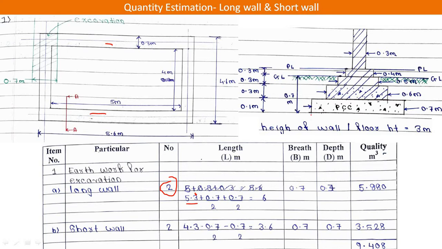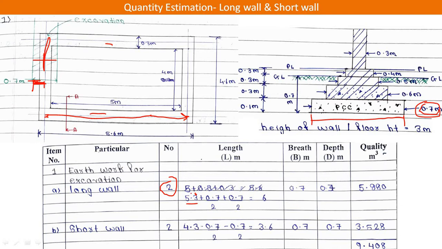So excavation would be done as the width of the base or the PCC. So the width of the PCC is 0.7. We have done this, this is our center line of the long wall. So we have to add the excavation width. So excavation width will be here to here. So this width is 0.7. It comes from here, 0.7 meters. So 0.7 by 2, so we will get this much distance.